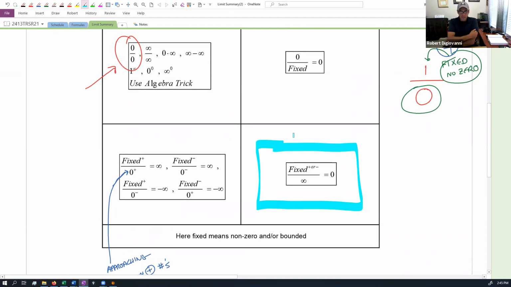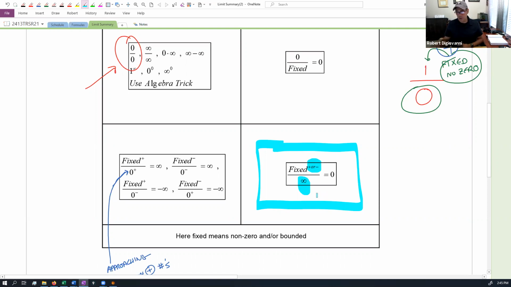If we take a limit and the top is fixed, and it does not even matter whether or not the top is positive or negative, it makes no difference. If the top is fixed, then the bottom gets infinitely big, then the ratio will always go to 0. This is kind of the easiest case there is because there's nothing you have to check with signs. It's just fixed over big heads to 0.